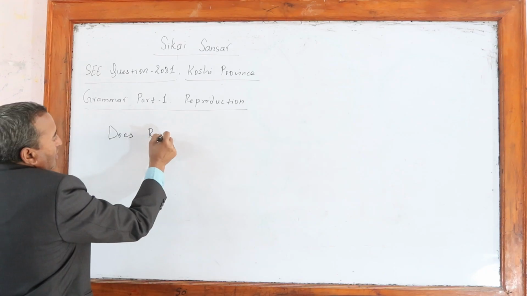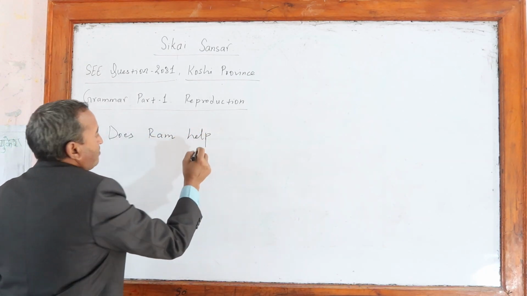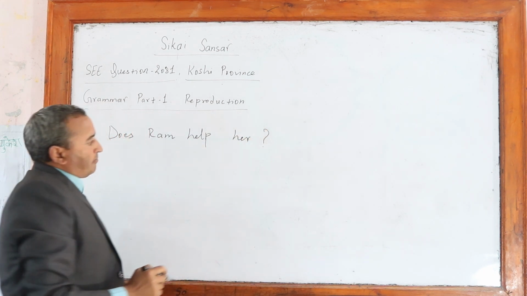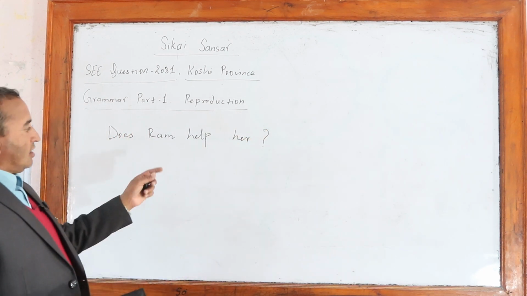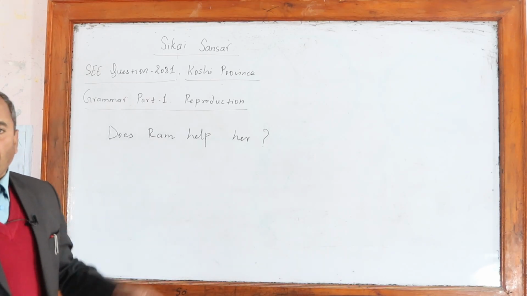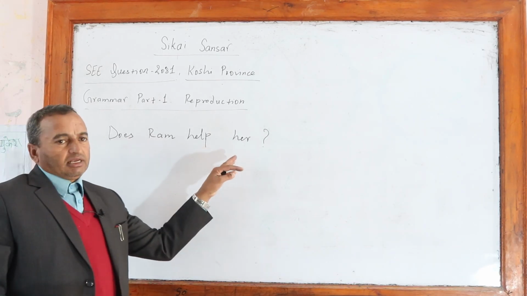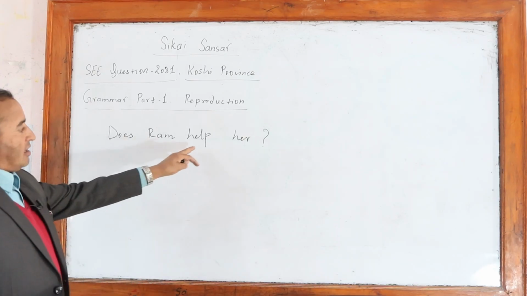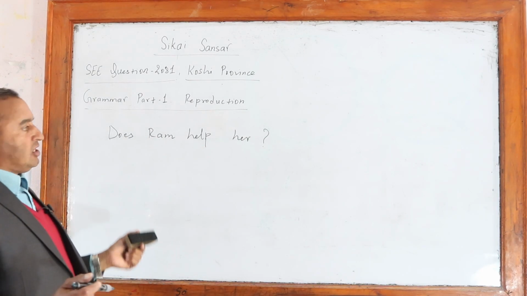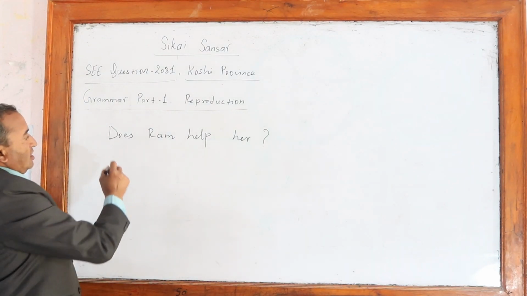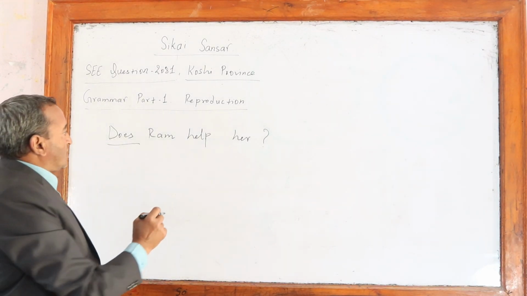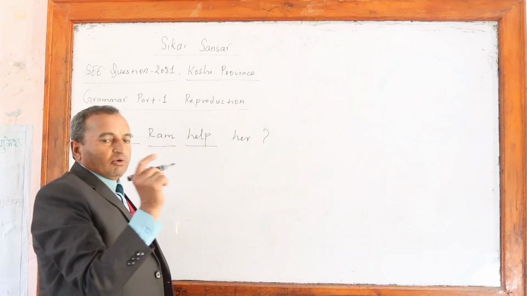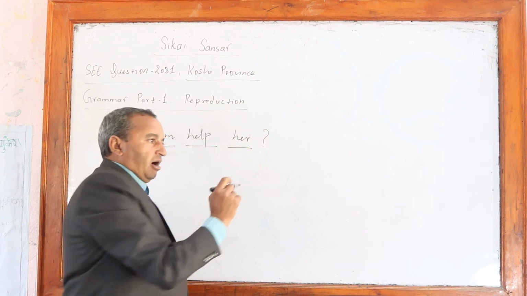Does Ram help her? Look, earlier there was past tense, now there is present tense. Why? Because does is given there, and here V1 is again used. So let's analyze the words. Does is the auxiliary verb, Ram is the subject, help is the verb in the V1 form, and her is the object here.